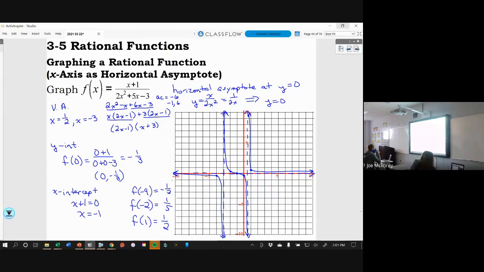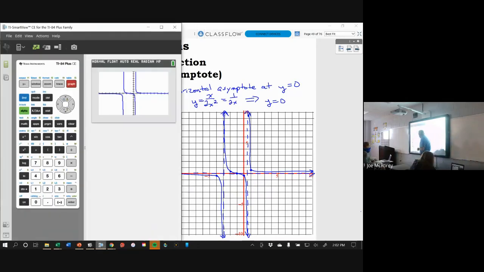Can you go back to your calculator one more time? How did you put it in? Just like the original equation? Yeah, you just put in the original equation. Okay. Because I put it in the equation and I got an error.